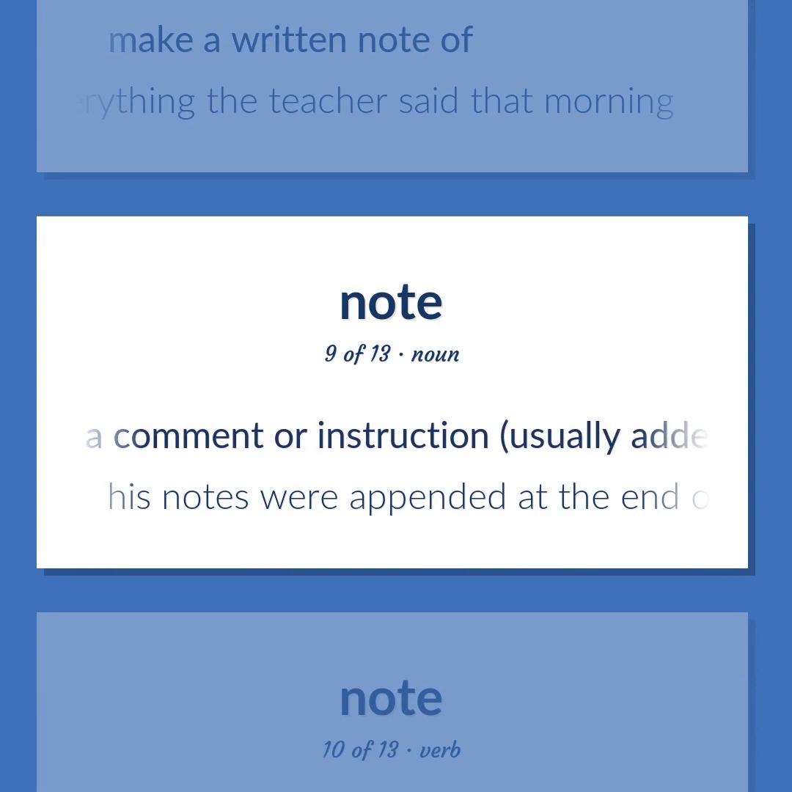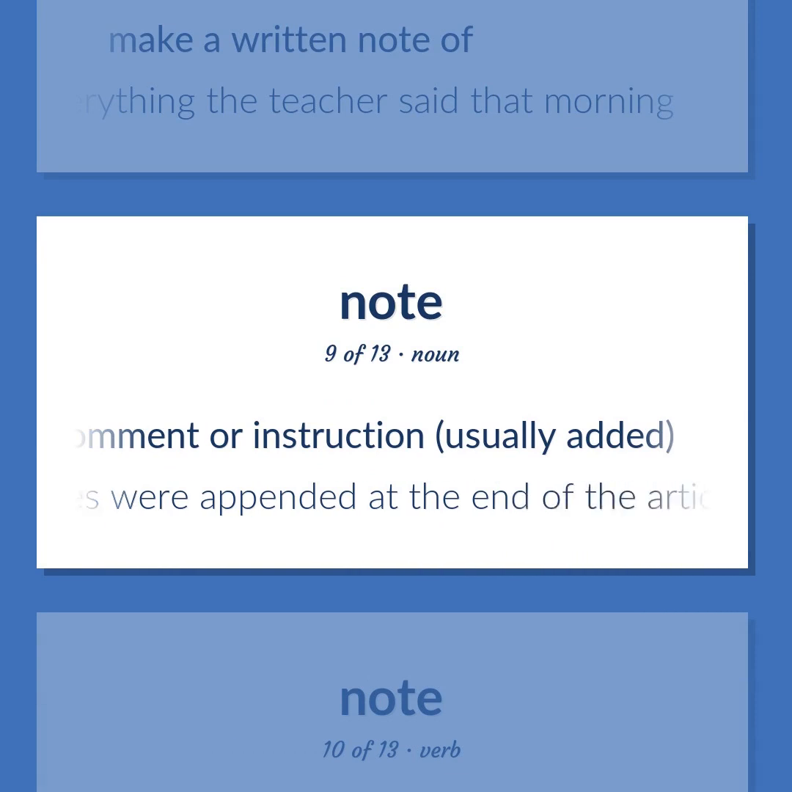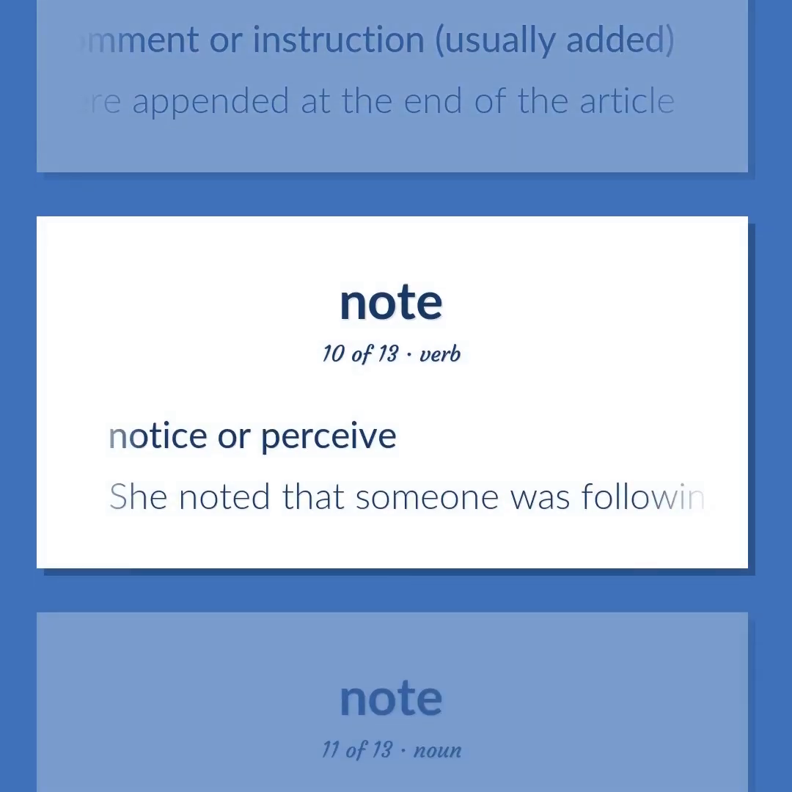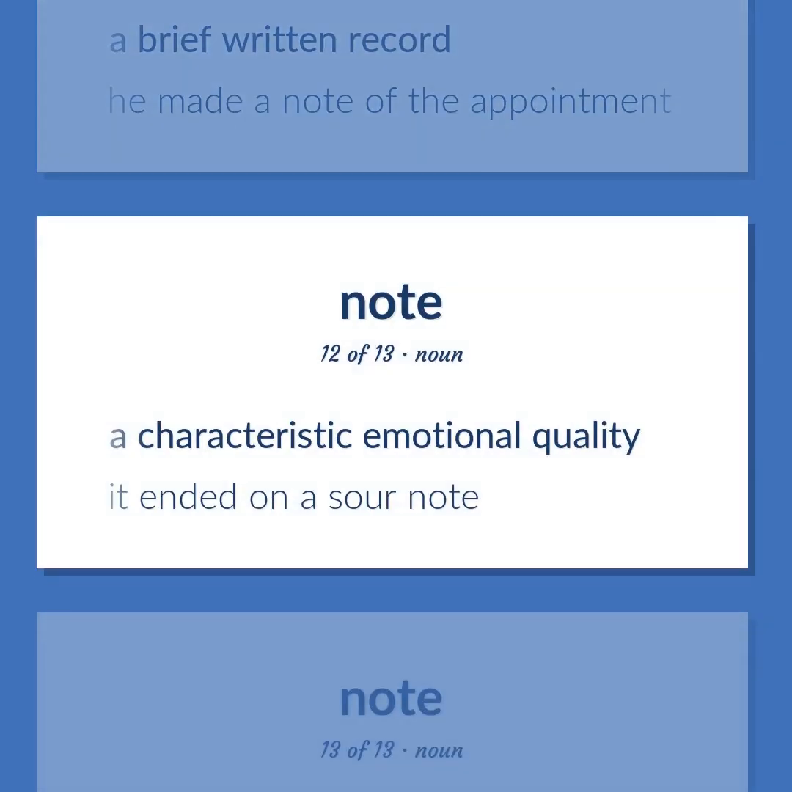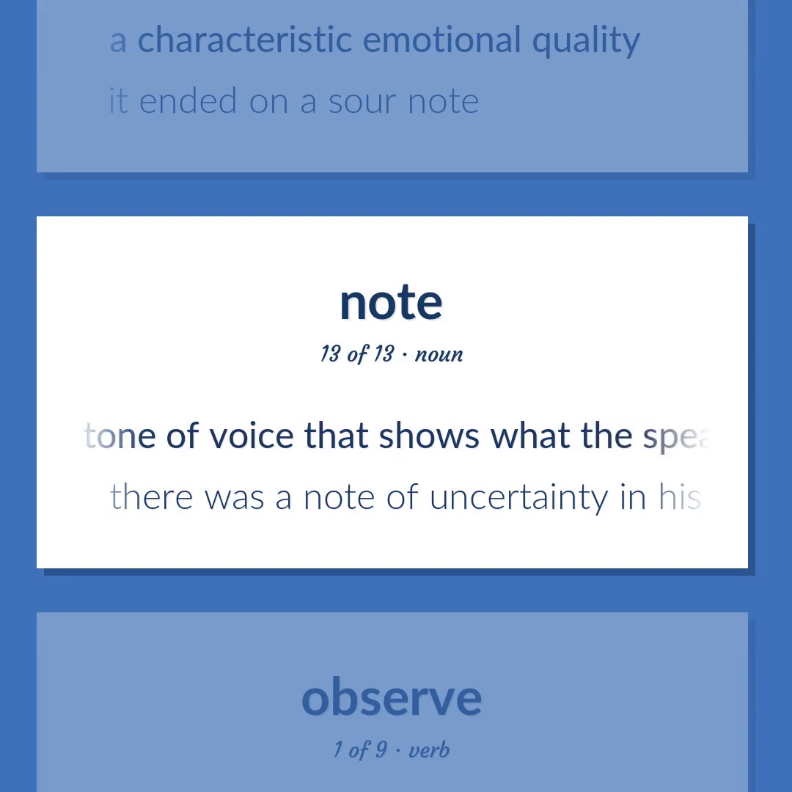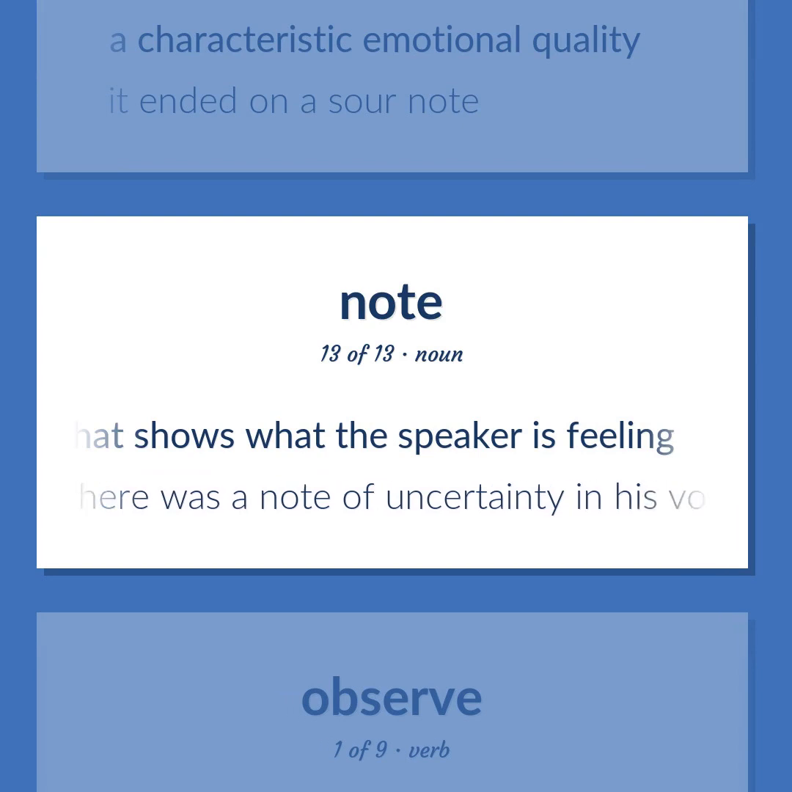A comment or instruction, usually added. His notes were appended at the end of the article. Notice or perceive. She noted that someone was following her. A brief written record. He made a note of the appointment. A characteristic emotional quality. It ended on a sour note. A tone of voice that shows what the speaker is feeling. There was a note of uncertainty in his voice.